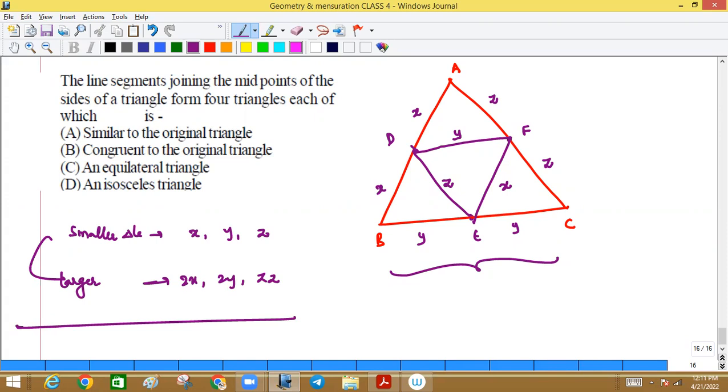Because the sides are in proportion. If they are equal in shape and size, you call them congruent. If they are equal only in shape, meaning the sides are in proportion, you call it similar. Okay, so all four smaller triangles are similar to which triangle? The larger triangle. Understood? So the answer is what? Similar to the original triangle. Original means the larger triangle there. Understood? Copy that.